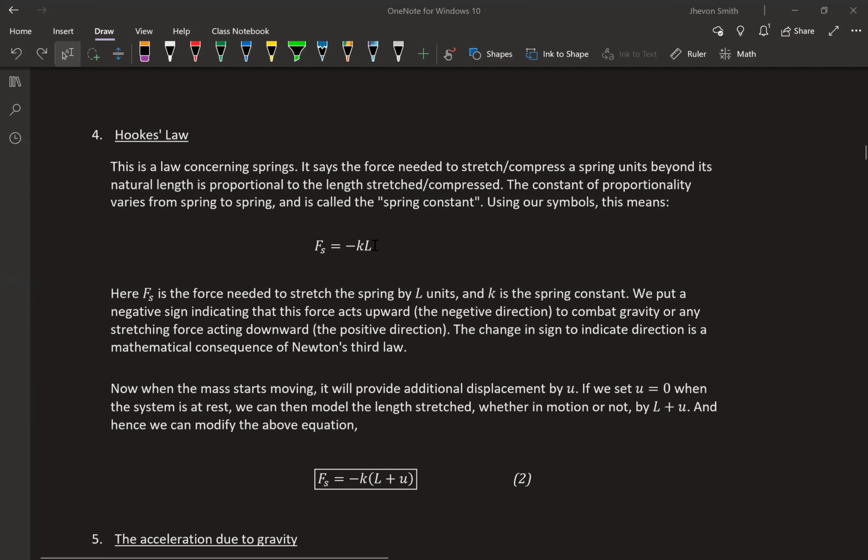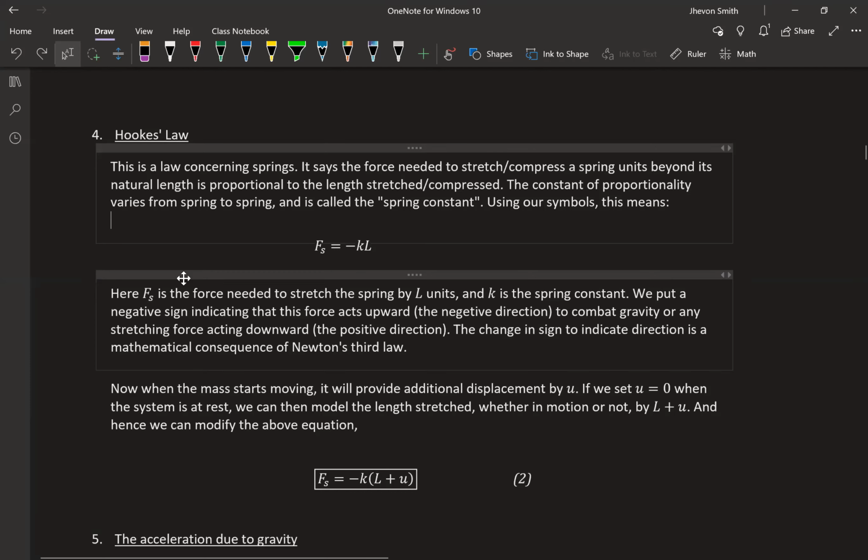Now, the constant of proportionality depends on the physical properties of the spring: how big it is, how thick it is, how tightly it's coiled together, all that good stuff. But for each individual spring, you can figure out what this constant is. We call this constant the spring constant. Essentially, Hooke's law says F is equal to Kx, where F is the force needed to stretch a spring by x units beyond its natural length, and K is the spring constant.